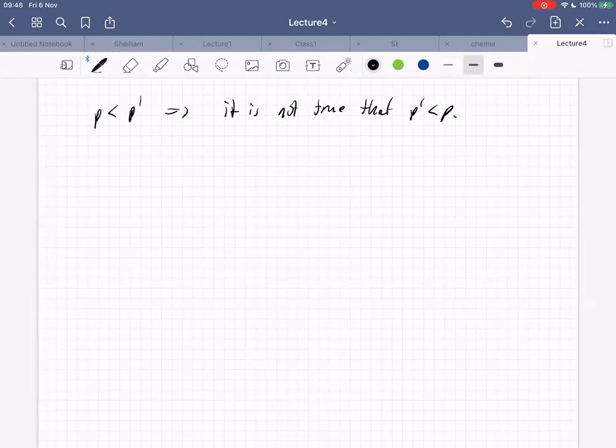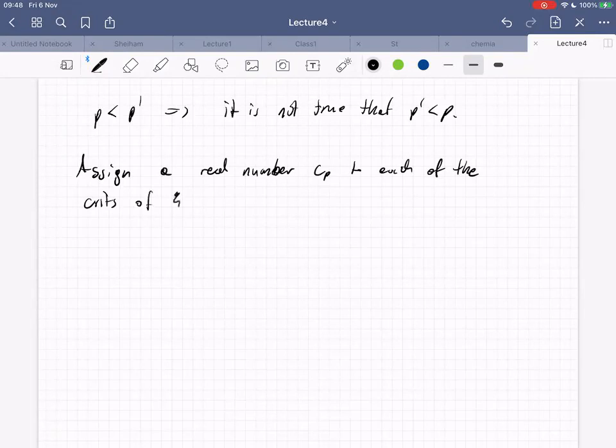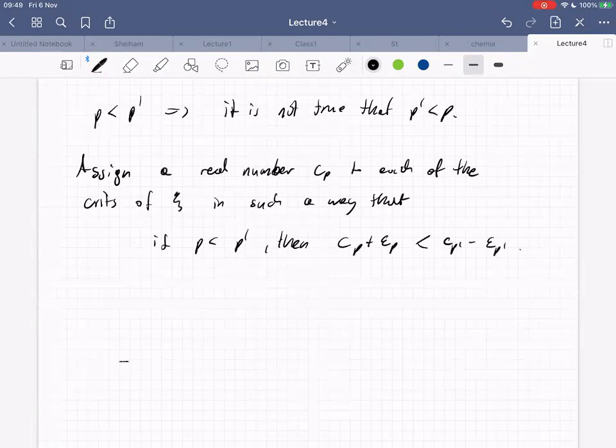So now assign a real number CP to each of the critical points of Xi in such a way that if P is less than P prime, then Cp plus epsilon P is less than Cp prime minus epsilon P prime. Okay. So what is the meaning?